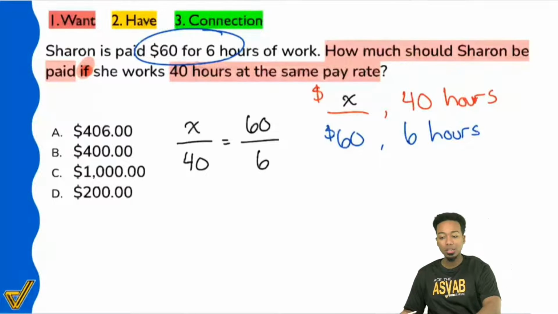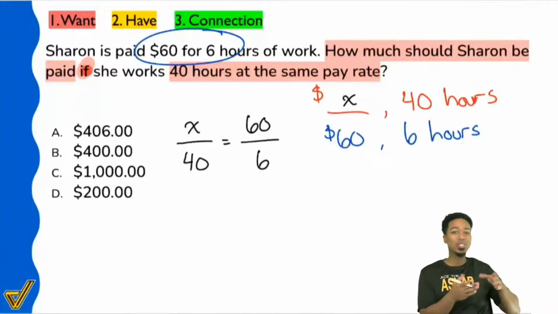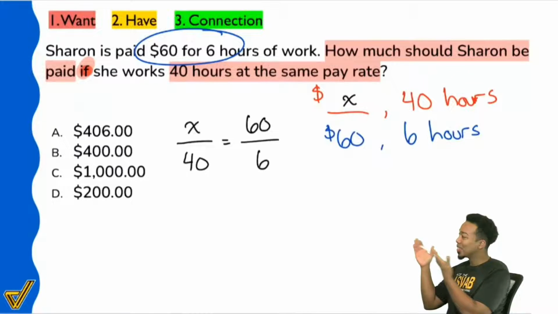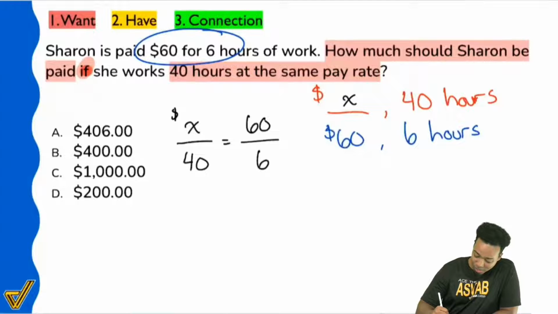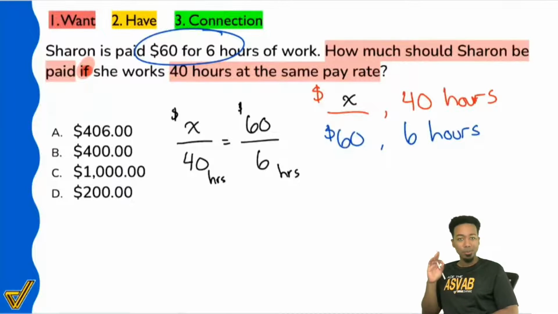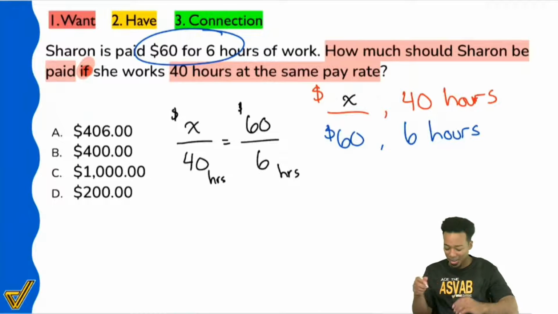Before I continue, I just want to make sure one final time. Next question, when you're asking me, Coach, I don't know how to set it up, everybody take a look here. Have we compared the same things in the same way? Do we have dollars up top and then hours on bottom? That's how you know that your proportion is properly set up. We are comparing the same things in the same way. So there it is. We're good to go.